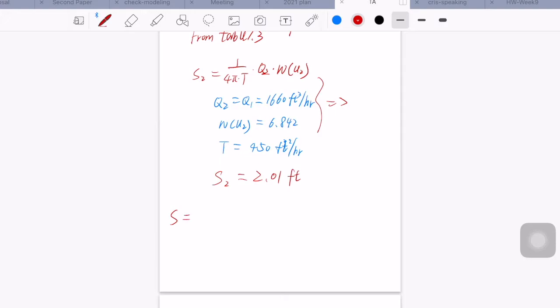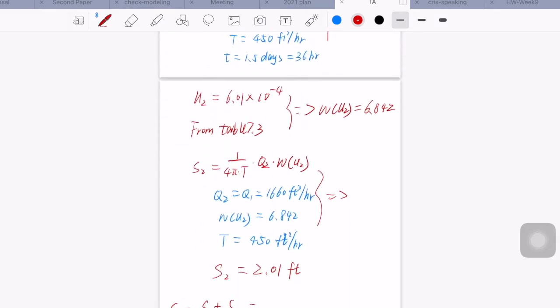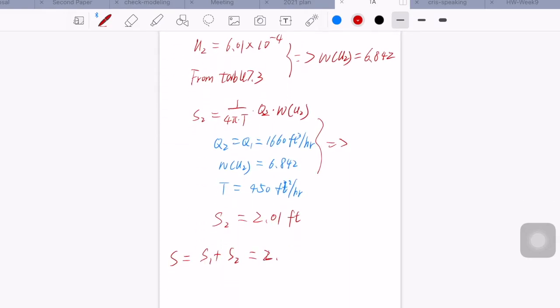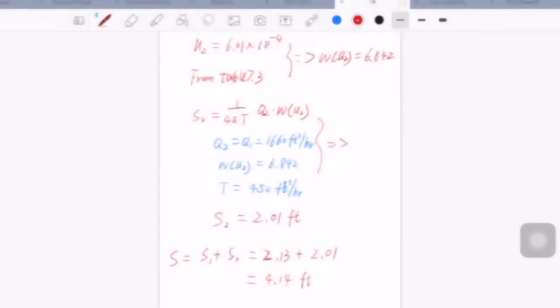And now we can determine the drawdown. The S should be equal to S1 plus S2, equals 2.13 plus 2.01. So we determine that the S should be equal to 4.14 feet. So we finished this problem.